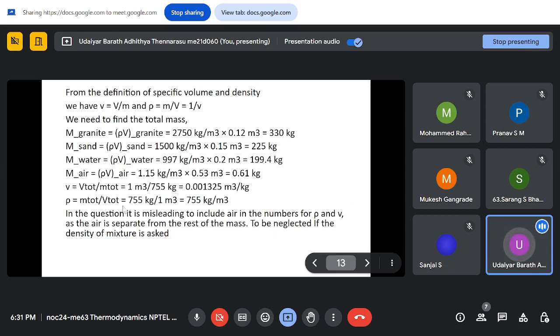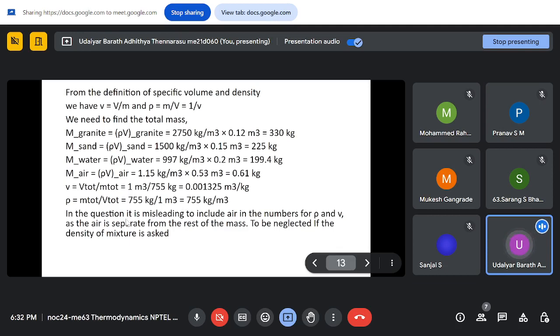So specific volume is total volume divided by total mass, which will come out to be 1 by 755, equal to 0.001325 meter cube per kg. You can invert this to find out density, or you can use mass by volume again, and density will come out to be 755 kg per meter cube.